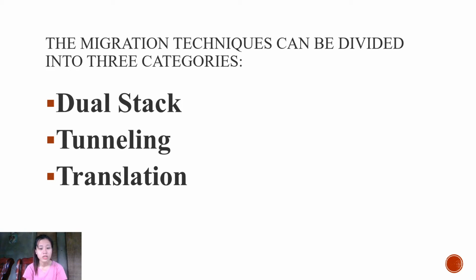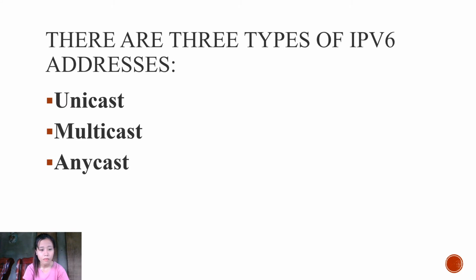Translation, so network address translation, allows IPv6 enabled devices to communicate with IPv4 enabled devices. Using a translation technique similar to NAT for IPv4, an IPv6 packet is translated to an IPv4 packet and vice versa.